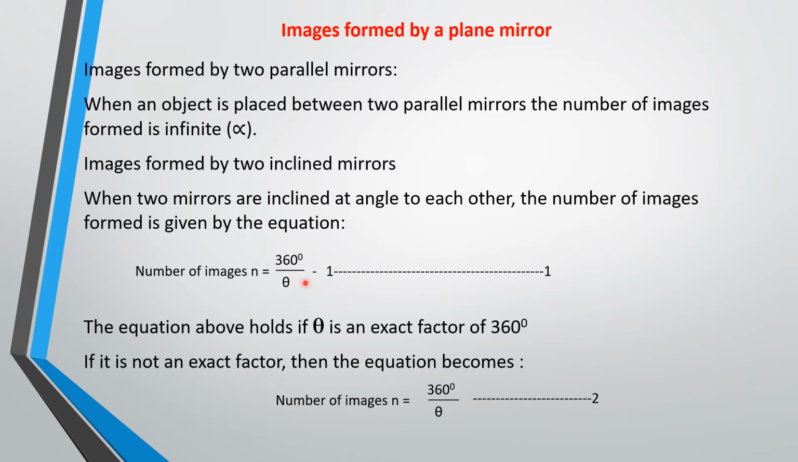But if the angle of inclination is not an exact factor of 360, then the number of images formed will be 360 over theta. That's all. So please take note of these two formulas. They are very key, because we'll use them to solve some problems. So check your JAMB question and WAEC question. We see where this formula can be applied to solve some problems on light waves. Okay, so these are the formulas to use to solve for the number of images formed when two plane mirrors are inclined.